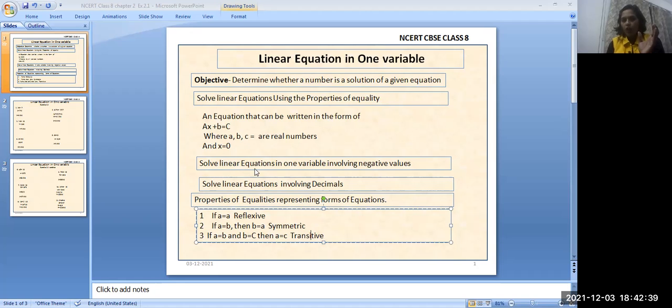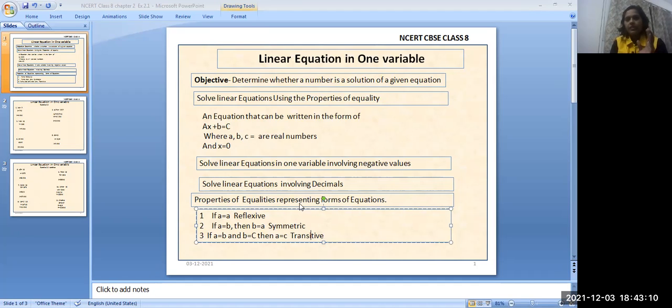These 2 points: solve linear equations in one variable involving negative values. That means in the type of questions we are going to solve today, our answer will come in negative values. Now, this is solve linear equations involving decimals. That means whenever we solve linear equation problems, the answers will come in decimal form.